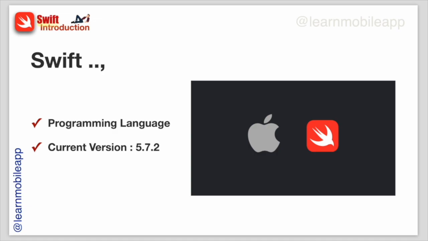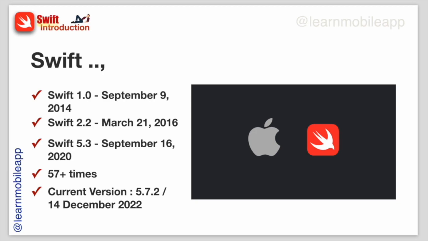Swift is a programming language we know. The current version is 5.7.2, released on 14th December 2022. The first version of Swift was released on September 9, 2014. This version supported only macOS.